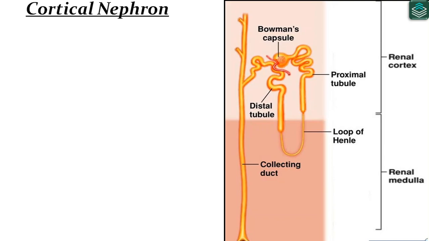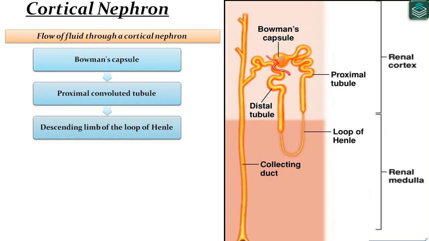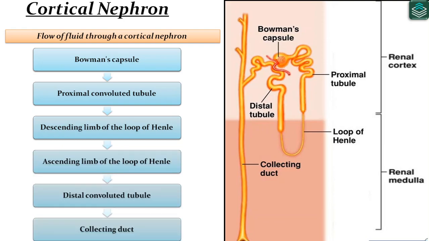The flow of fluid through a cortical nephron involves the pathway as follows. Bowman's capsule, which receives the filtered fluid, passes this fluid into the proximal convoluted tubule, which passes the fluid into the descending limb, then to the ascending limb, then to the distal convoluted tubule, and then to the collecting duct. So this is the path of fluid through a cortical nephron.